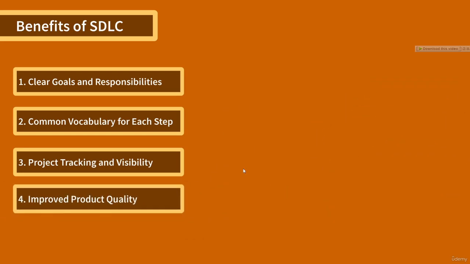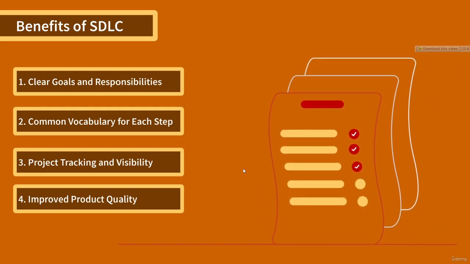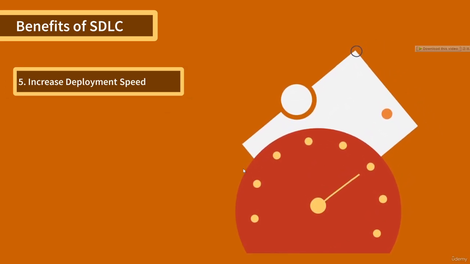Fourth, improved product quality. At each stage of SDLC, the output generated will go through the quality controls defined at that stage. This will help to build a high quality product at the end. Fifth, increased deployment speed. Since you are now following the SDLC defined plan, you can increase your deployment speed.